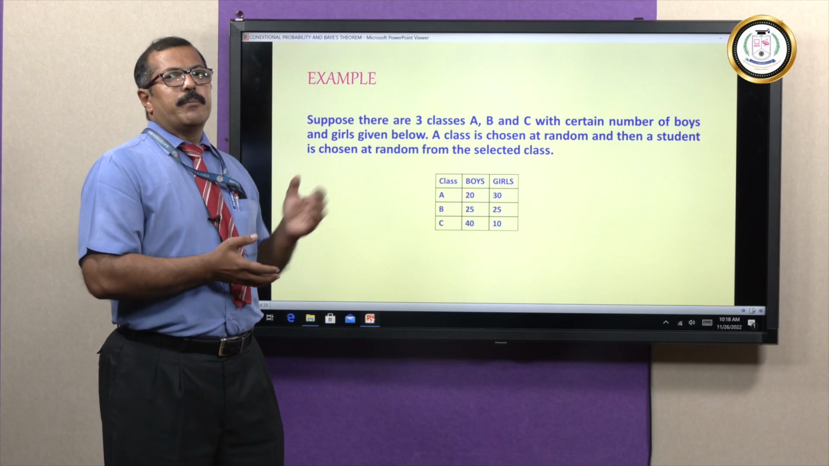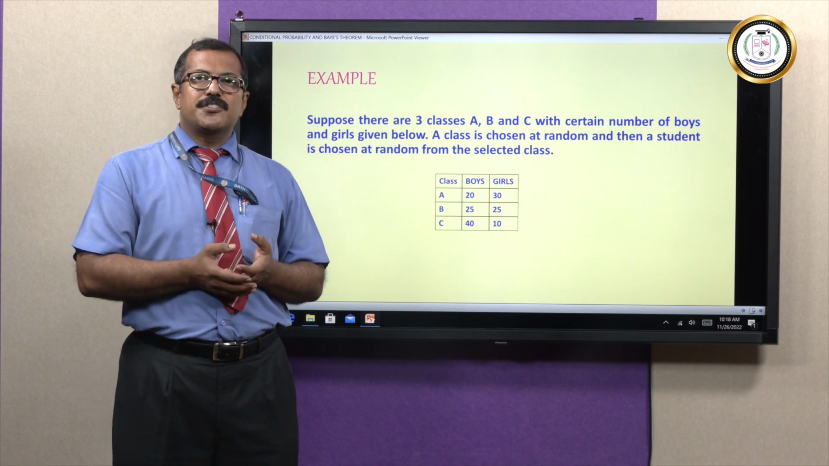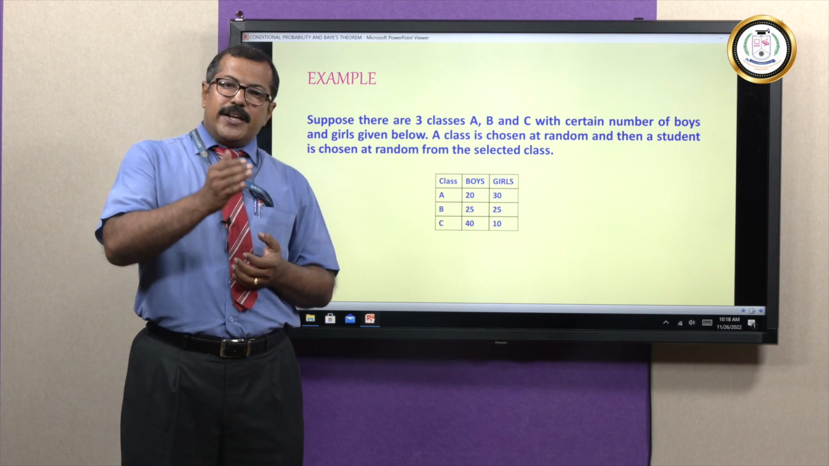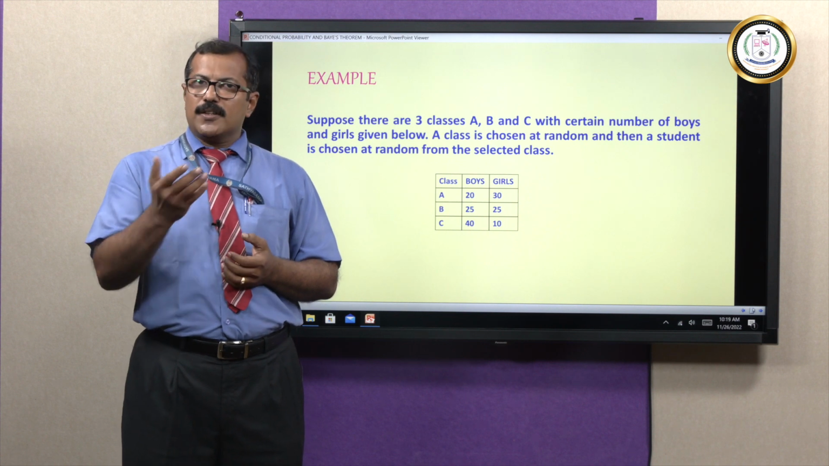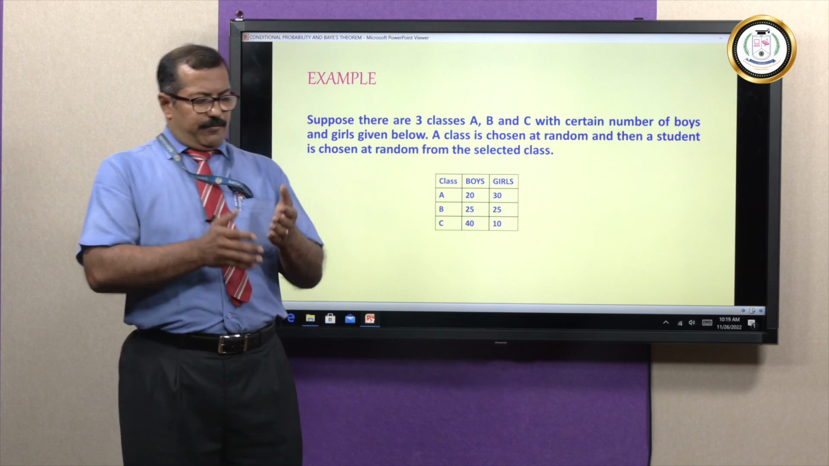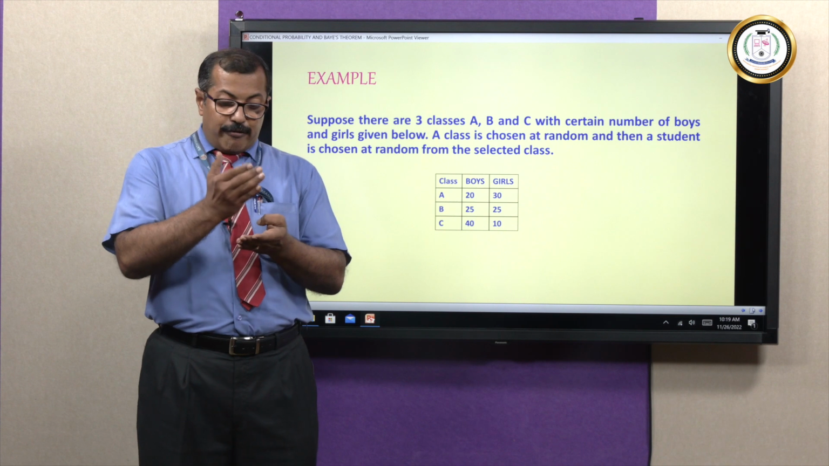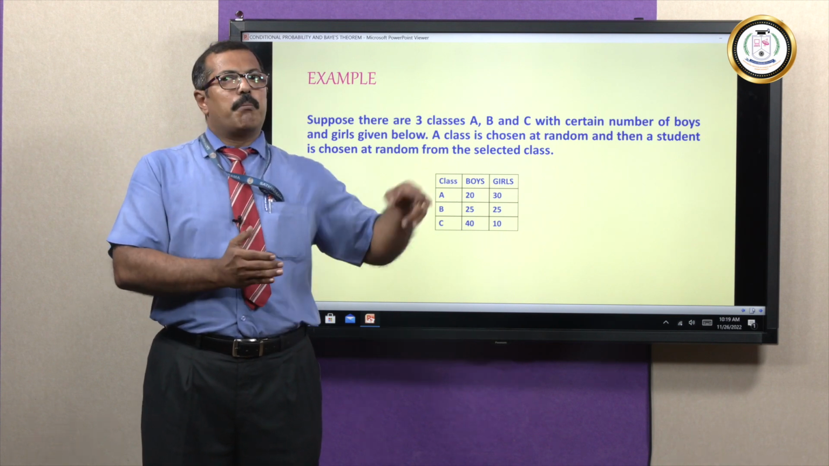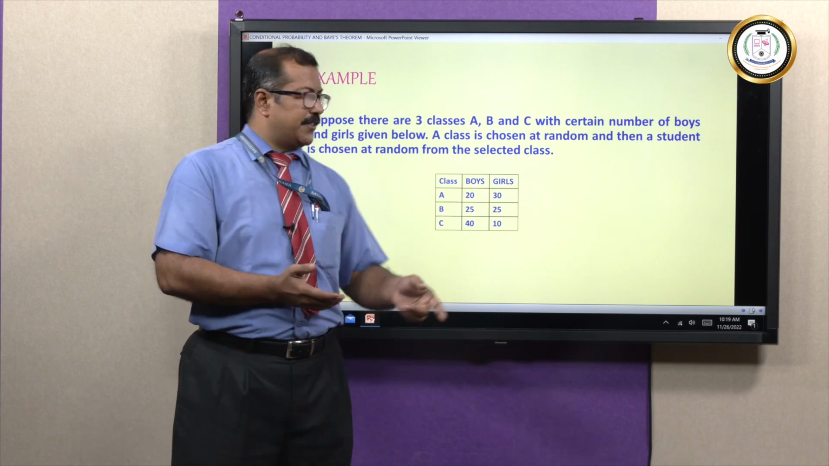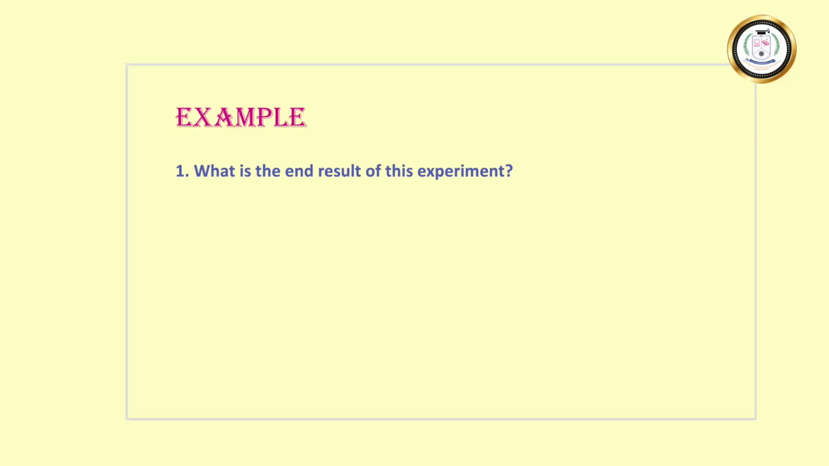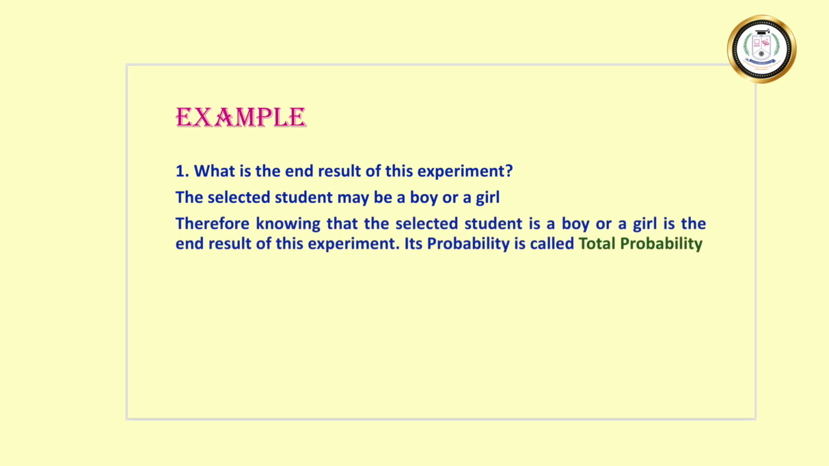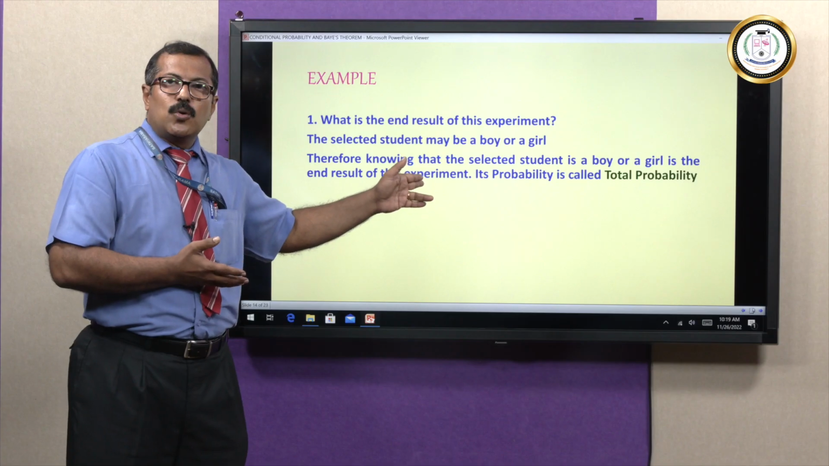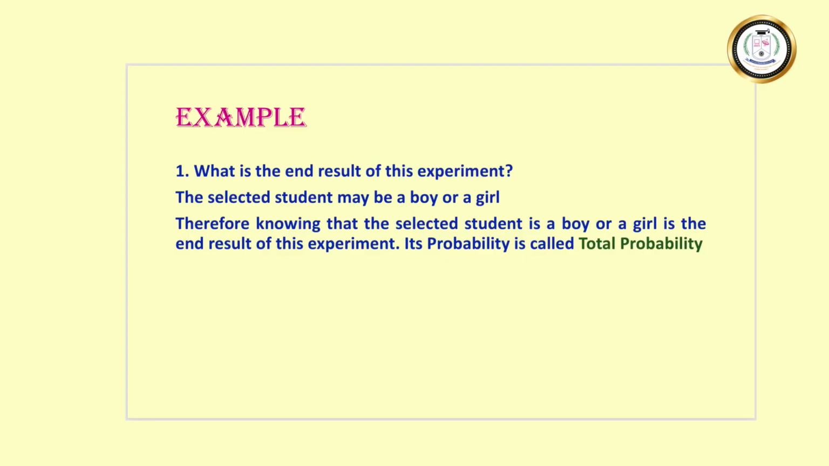According to this experiment, one will be interested to know what the end result of this experiment will be. And what is the end result? We are first selecting a class. From the class you are selecting a student, and that student may be a boy or a girl. That is the end result. So the first question is, what is the end result? The end result of this experiment is a boy or a girl, and its probability is known as total probability. Then what is the cause for this result?